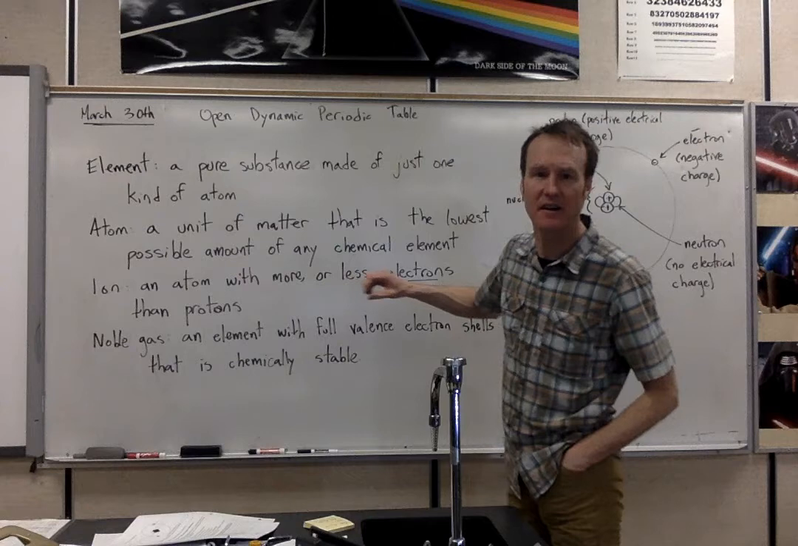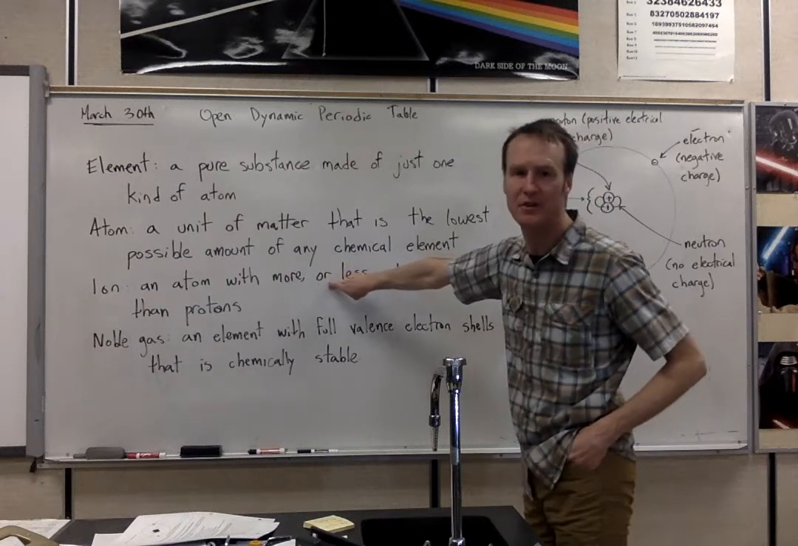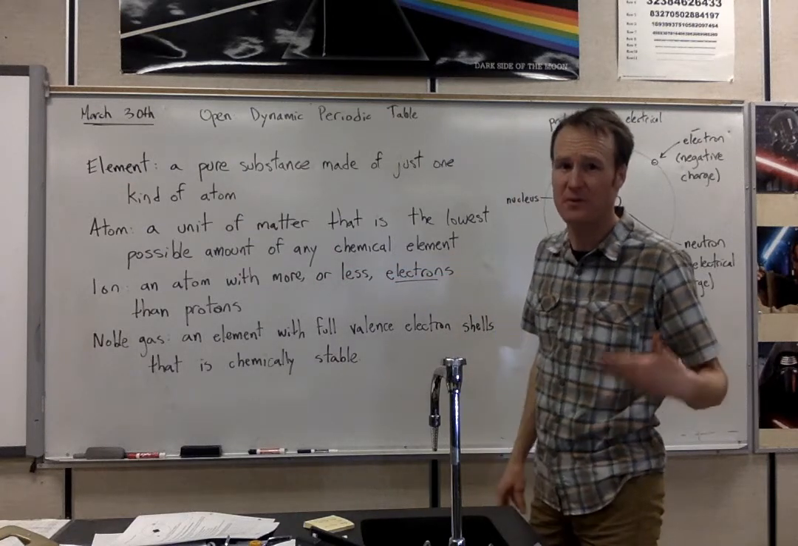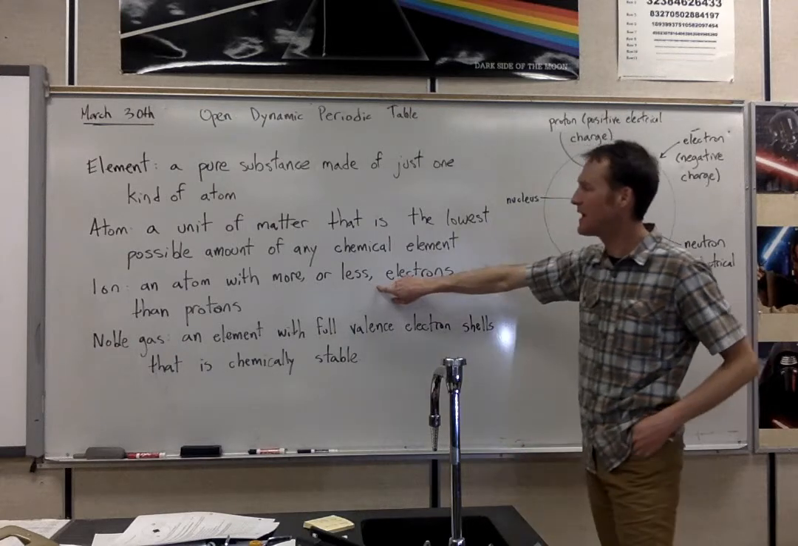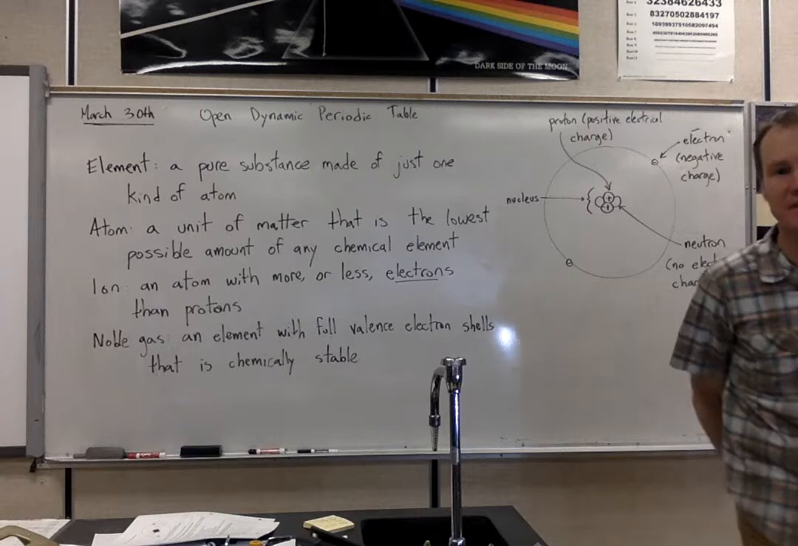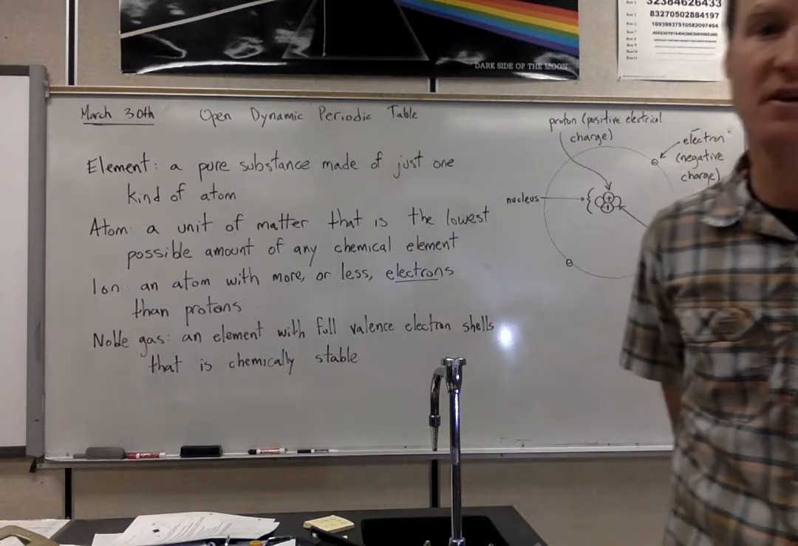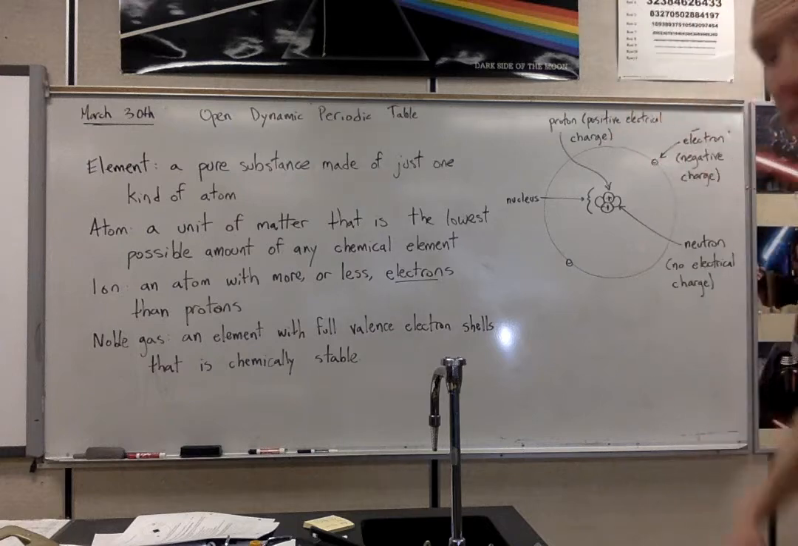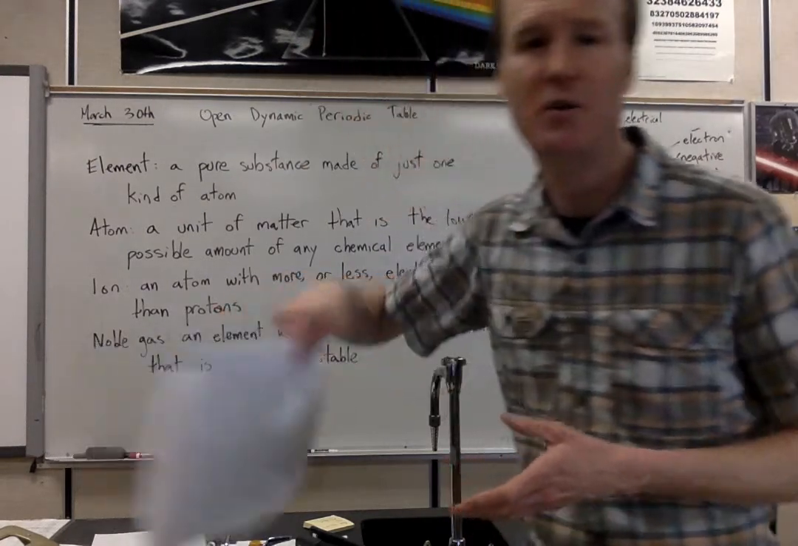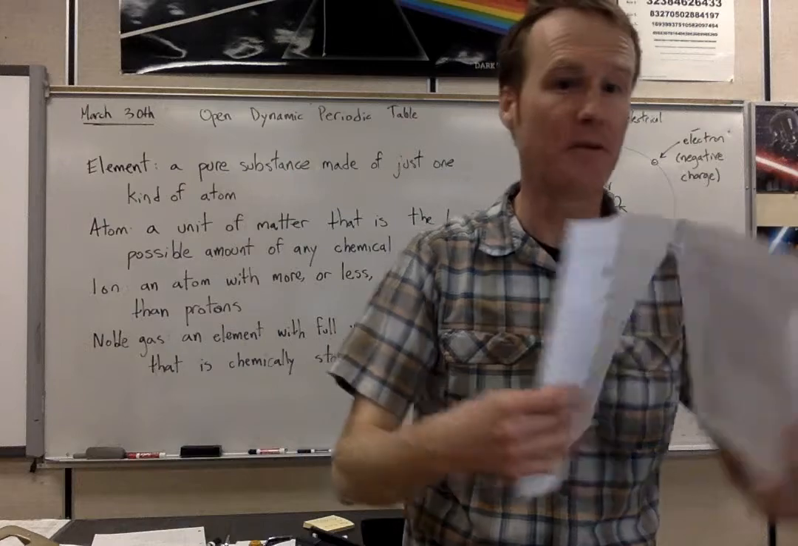Before I get into that, I just want to remind you of two other definitions I asked for. This is just a memory thing in general. An ion is an atom with more or fewer electrons than it has protons. And, well, a noble gas. How about that? Maybe, by now, you have the dynamic periodic table open.